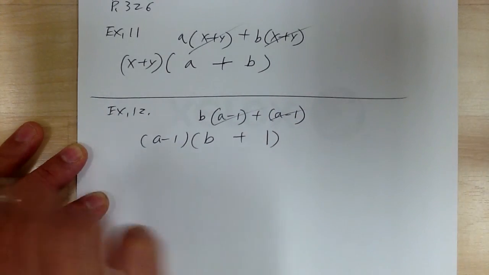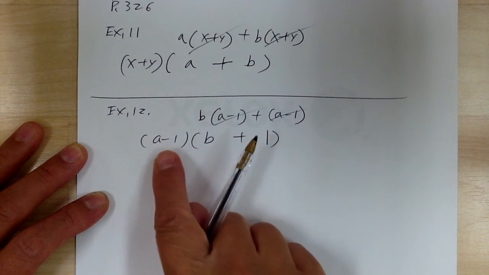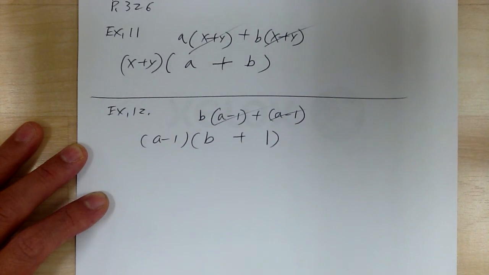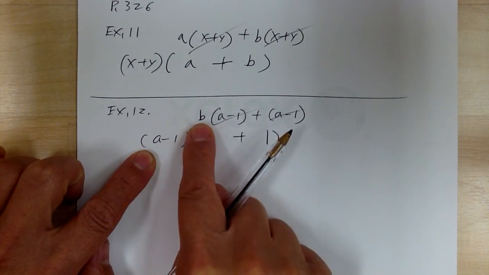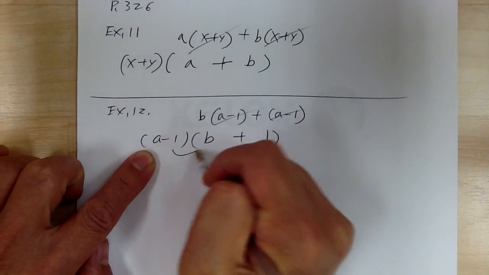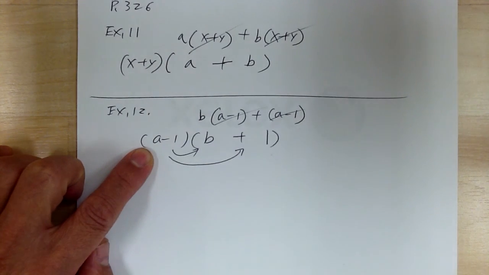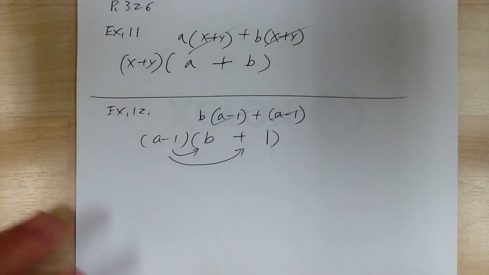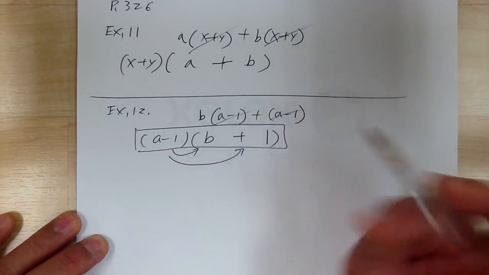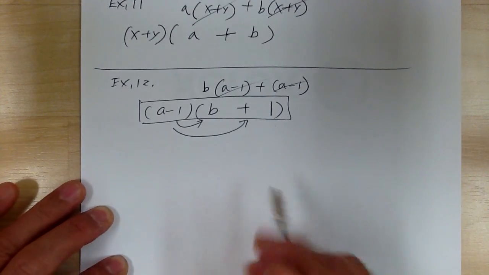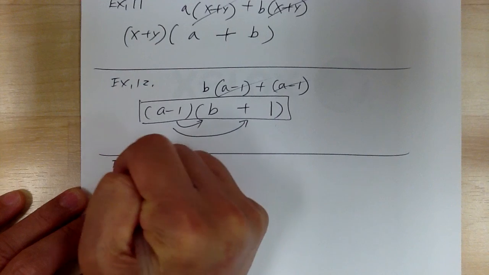Again, when you factor out everything, it's 1. Remember, factoring is dividing, so a minus 1 divided by a minus 1 gives you 1. You can check your answer by multiplying. A minus 1 times b will give you b times a minus 1. And a minus 1 times 1 gives you a minus 1. That's your final answer. You don't have to box answers, but I'm boxing it so you can see your final answer. Now let's go to example 13.